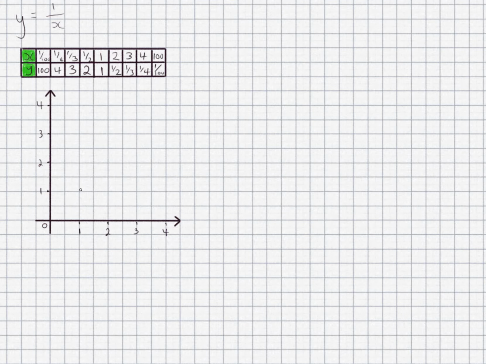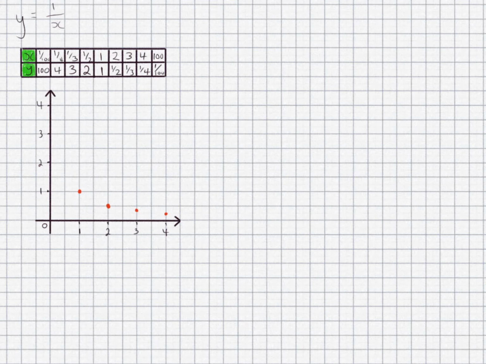Let's start with the point 1, 1, right here. As x gets bigger, y gets smaller. We have the point 2, 1/2, 3, 1/3, and 4, 1/4. So I can see it getting very close to the x-axis.